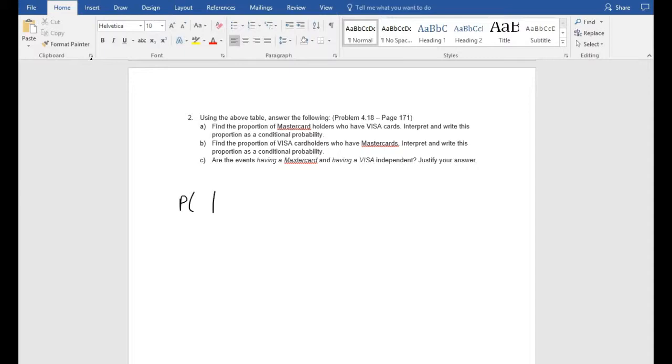So we would write given M, V. So that's what that would look like. Find the proportion of MasterCard holders. So given that they're a MasterCard holder, the probability that they are a Visa card holder. That's an arrow, not a T. And so then we would write down our formula, and that would just be the joint probability or the intersection. That's V and M, probability of V and M, all over the probability of M.